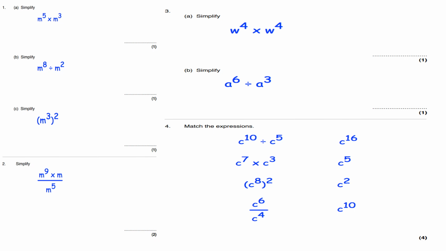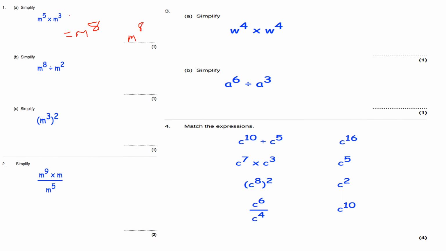Well, if you multiply with the same base, you add the powers. So 5 plus 3 is going to equal 8. So your answer would be m to the power of 8, guys, okay? M to the power of 8.